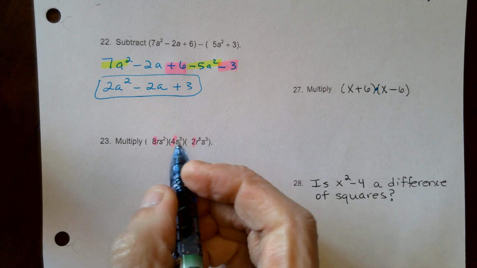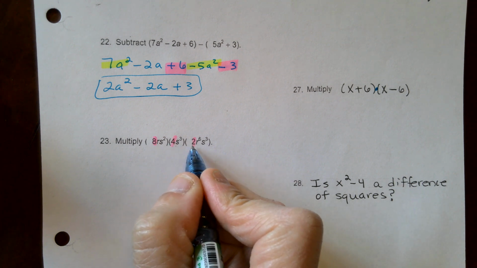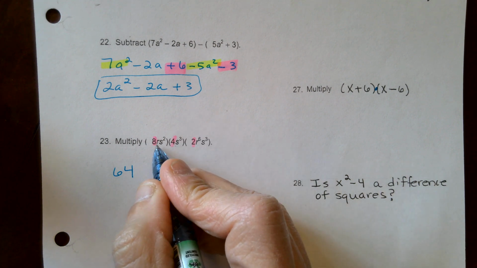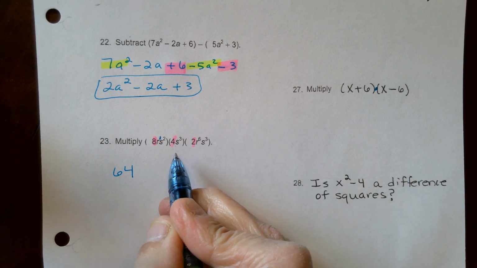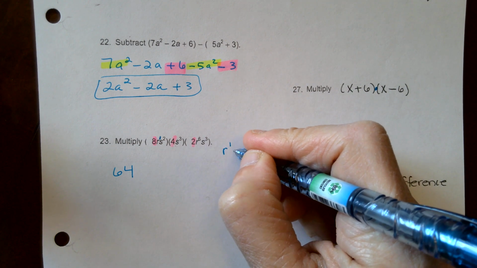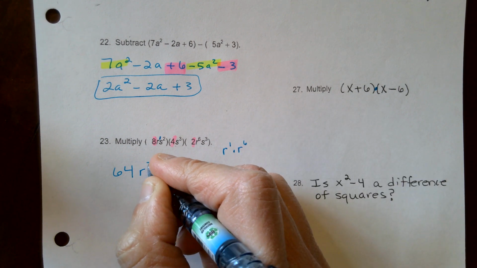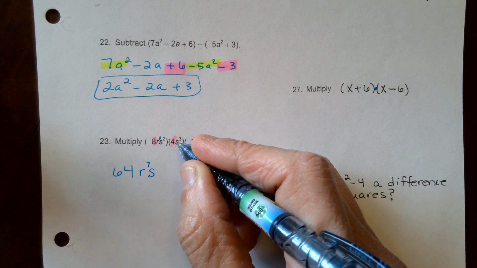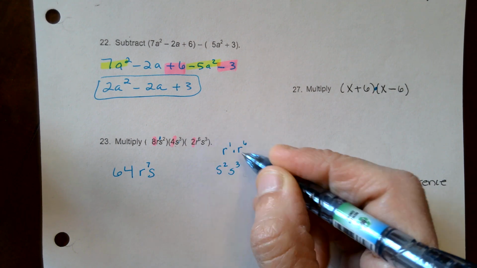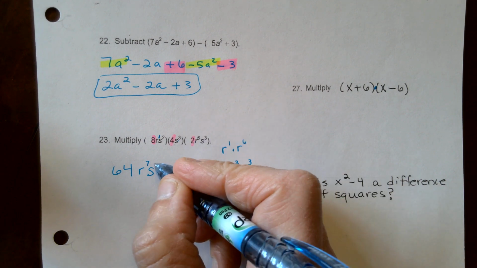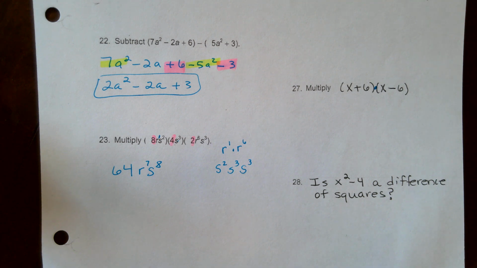Okay. 8 times 4 is 32, times 2 is 64. Now I look over here. We got an r to the first. I'm looking for other r's, and an r to the sixth. So when I have an r to the first times an r to the sixth, I add the exponents and get r to the seventh. Now I'm going to look at my s's. I got an s to the second. I have an s to the third, and another s to the third. So I've got, add them all up, 5, 8. And that's that.